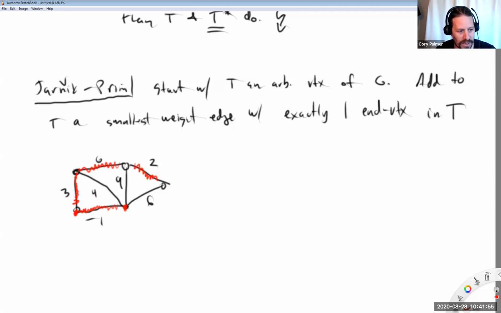We didn't have to start here. This is a natural place to start. We could have started anywhere. Maybe I'll just draw it on the same one here. If I started with this vertex here instead, then it would say choose 3, and then it would choose 1, and then it would choose 6, and then it would choose 2, right?